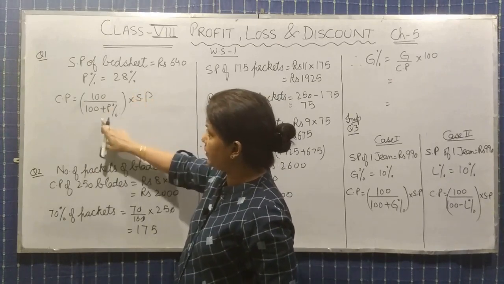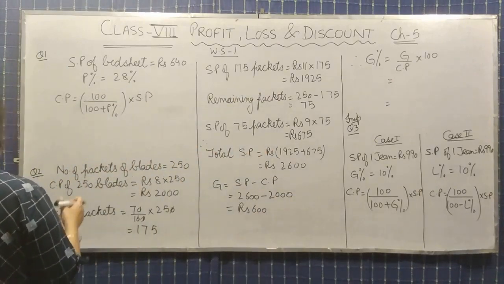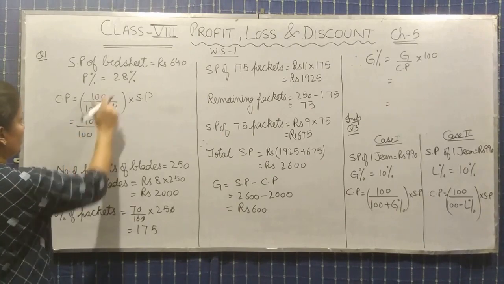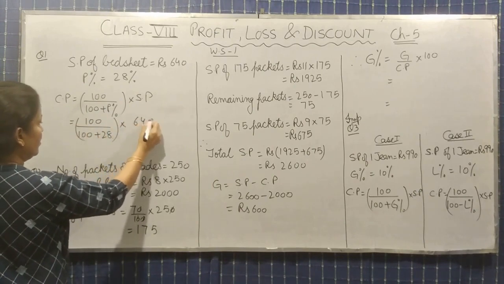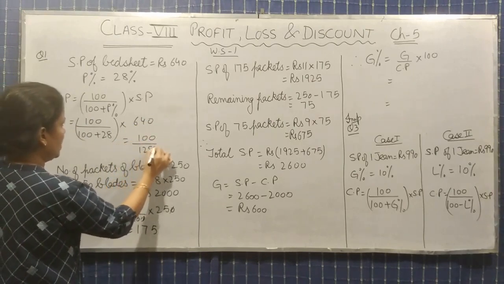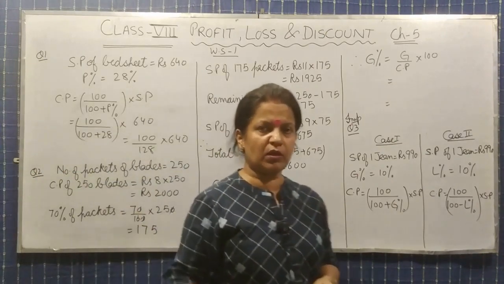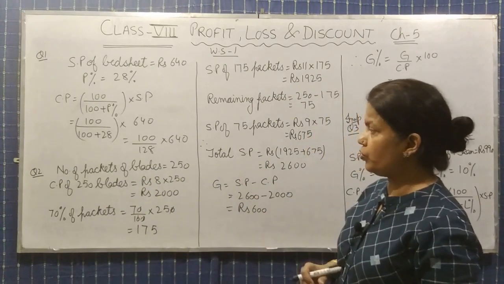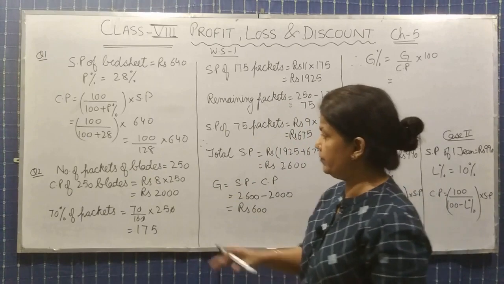And since profit percent is given, so it will be 100 plus profit percent. Now, what will you do? You will substitute the value from the given question. 100 plus profit percent is 28. Multiply CP. So what should be the next step now? 100 upon 128 into 640. Now cancel it. After cancel, whatever result you will get, that will be the cost price. Clear? Question 2.